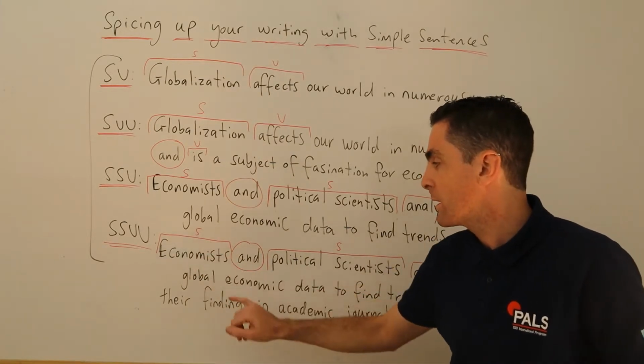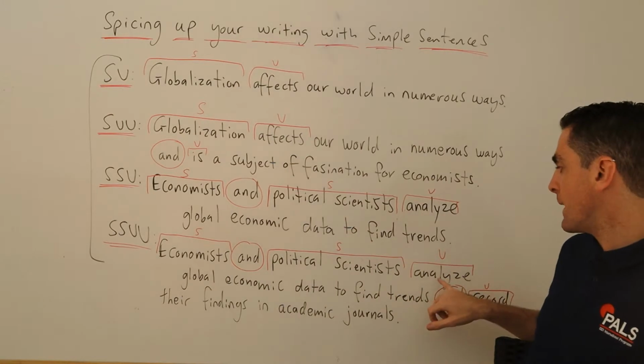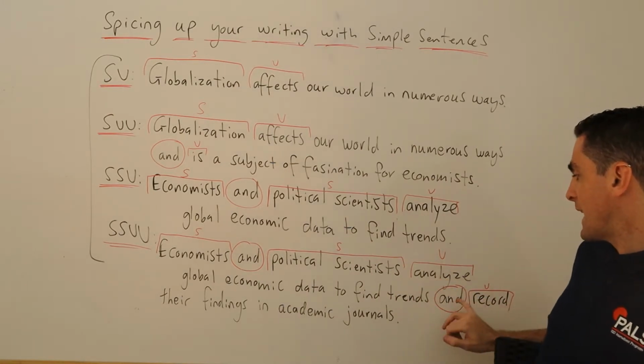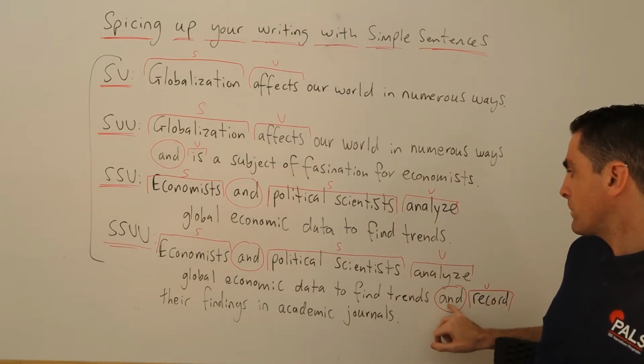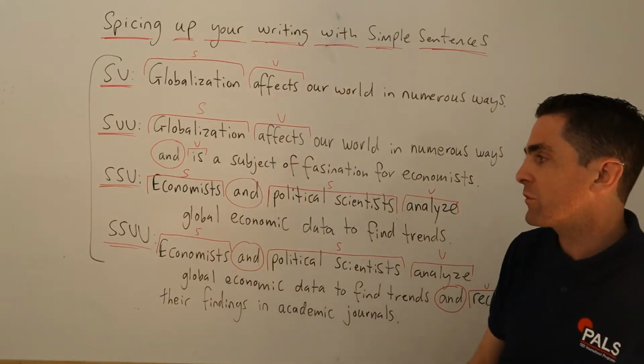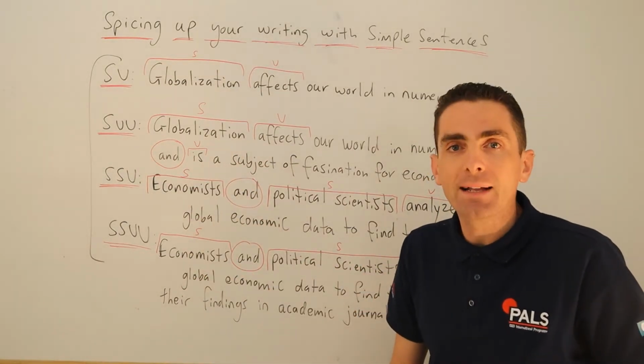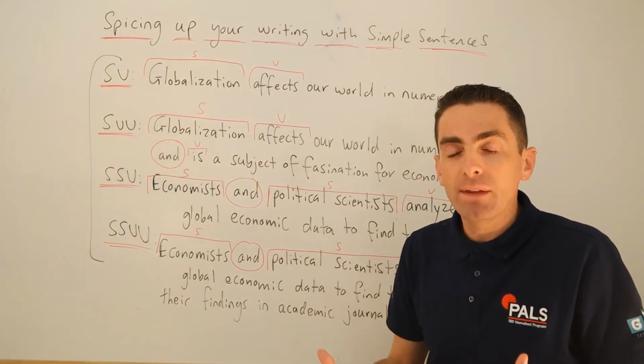Okay, so subject, compound subject with and. Economist, political scientist, verb, analyze here. We have an and again in between the two verbs. And record is our second verb there. And then we finish it off. Okay, so they're the four types of simple sentence. And yeah, you need to play with these at home.